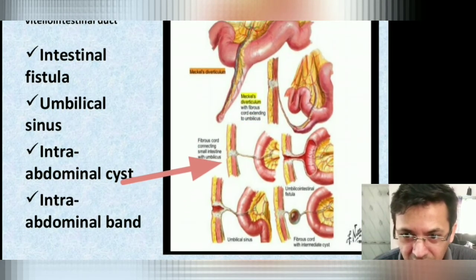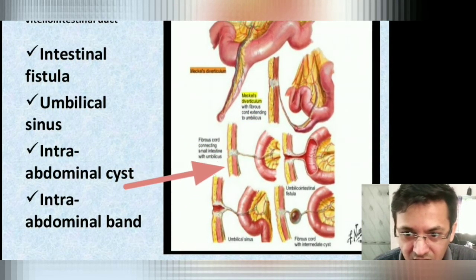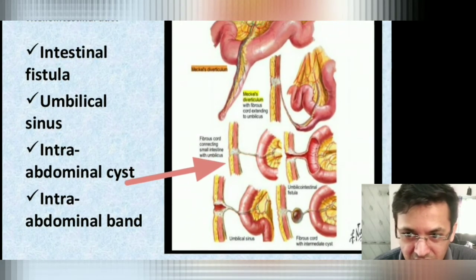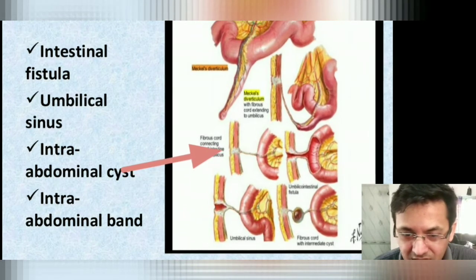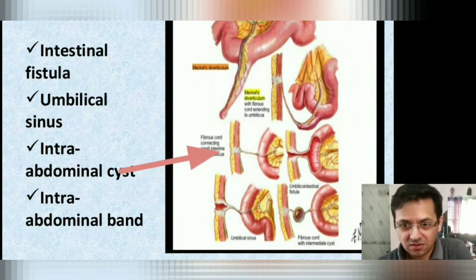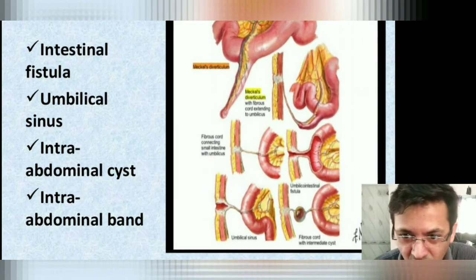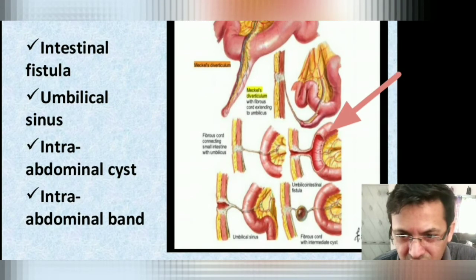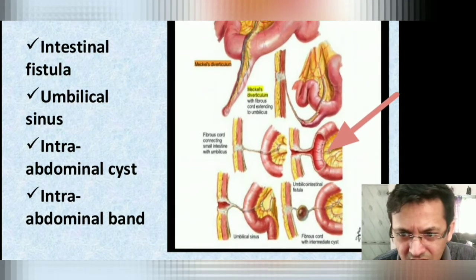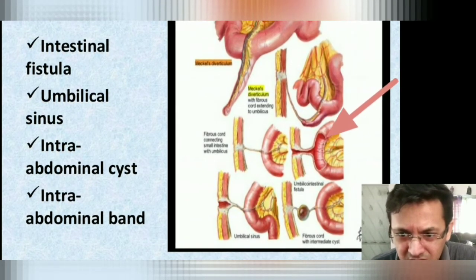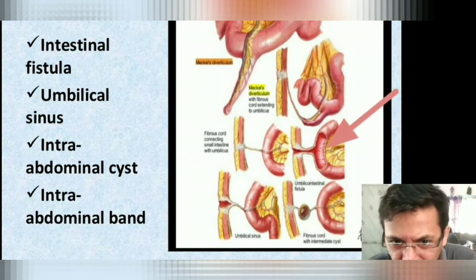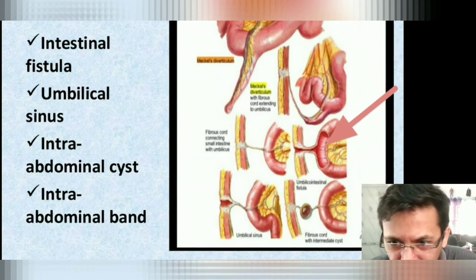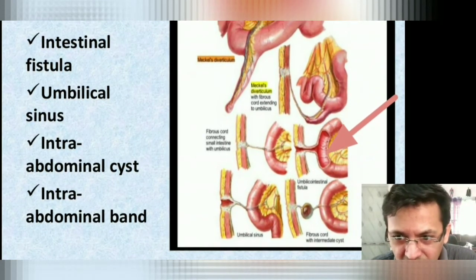Then the second type is complete obliteration of the lumen of the Vitelline duct with a remaining fibrous cord connecting the small intestine with the umbilicus. This can also act as a source of mechanical obstruction of the small bowel. And in this variant, we can see there is preservation of the lumen in the entire length of the Vitelline duct. So here it is called an umbilico-intestinal fistula. Here there is leakage of intestinal content through the umbilicus.